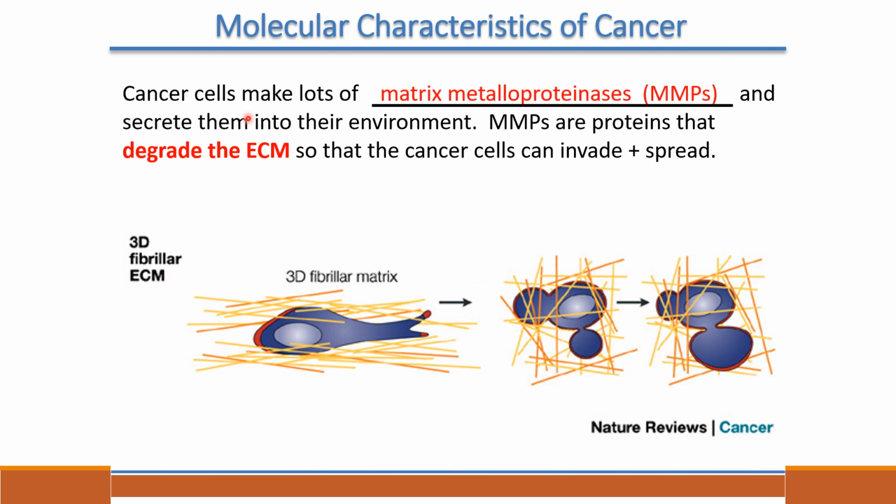And the cancer cells make a lot of a protein called matrix metalloproteinases, which is easier to say as MMPs, just how everybody talks about them. In a conference you will always hear these MMPs, and everybody knows. So now you know, and you don't have to try to pronounce this very long thing. They secrete them into the environment, and the MMPs are proteins that degrade the extracellular membrane, so the cancer can invade and spread.